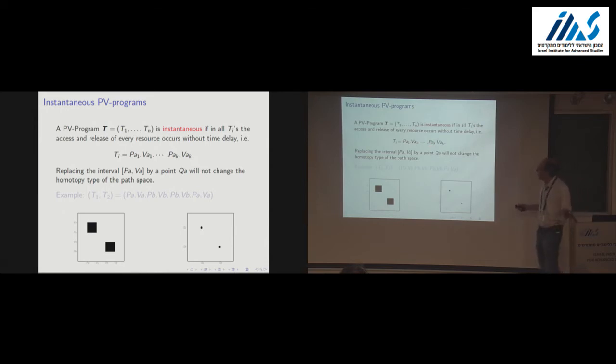Now in that case, replacing PA, VA by a point would not change the homotopy type of the path space. So for example, this kind of obstructions are encoded by PA, VA, PB, VB, and PB, VB, PA, VA, like this. And you can replace them by these 2 points.